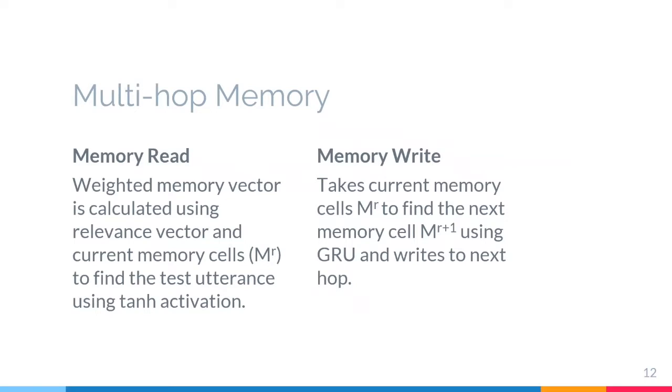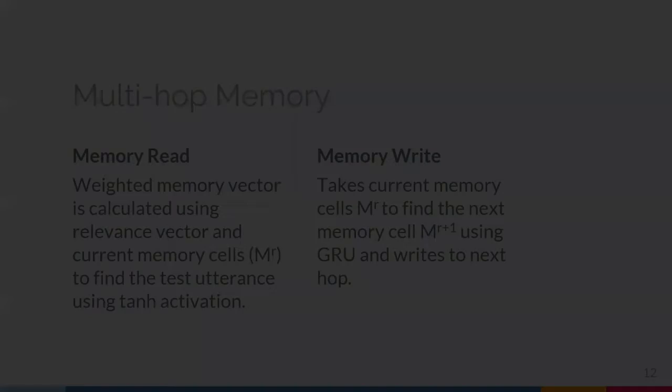Multiple memory read and write operations are performed. In memory read, a weighted memory vector is calculated and multiplied with the test reference, which is passed through the prediction phase. For the memory write, all the memory cells are passed to a GRU to calculate the next memory cell and saved and passed to the next hop.